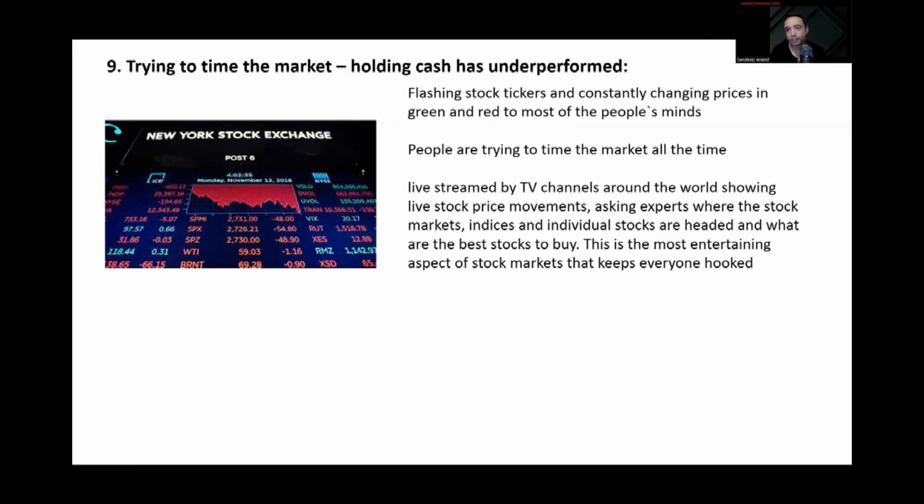The term stock market itself brings us the flashing tickers, right? The green, red, and constant changing prices. This is what comes to people's mind, and people are trying to time the market all the time because all of us are influenced by the daily news, daily ticker, daily inflow of news unabated that comes into our phones, live streamed by TV channels around the world, showing live stock price movements as though it's a game, right? How does it matter, over a long-term 10-year period, whether the stock trades just $3 or $5?